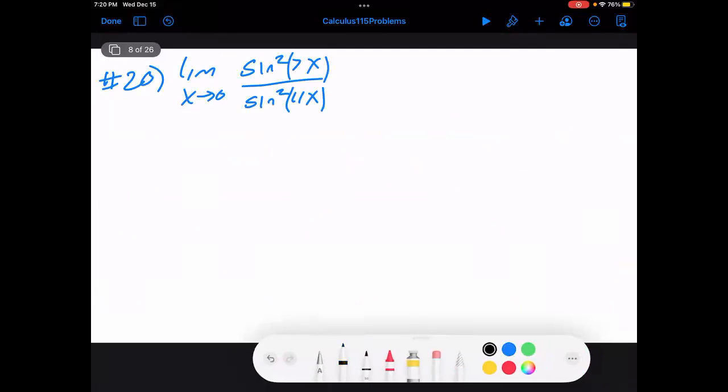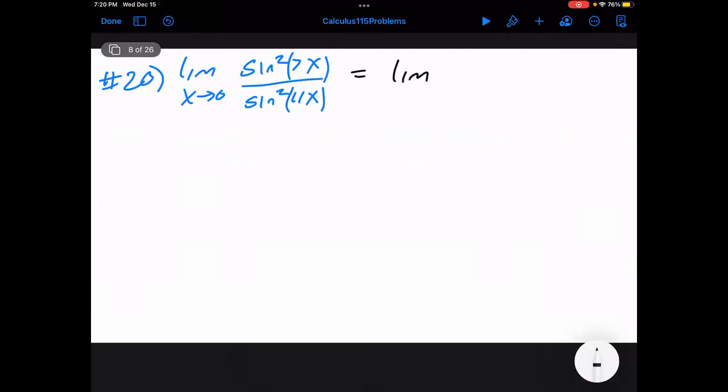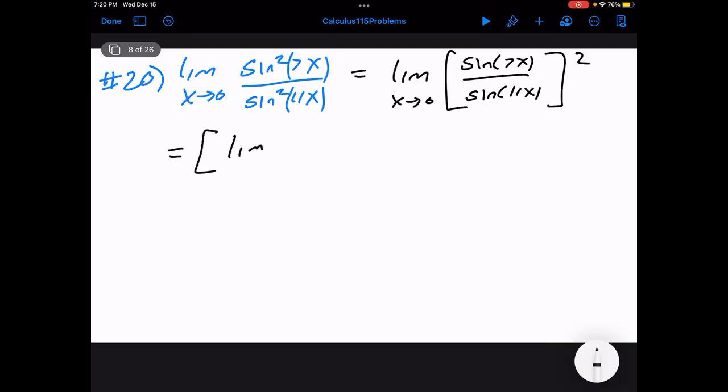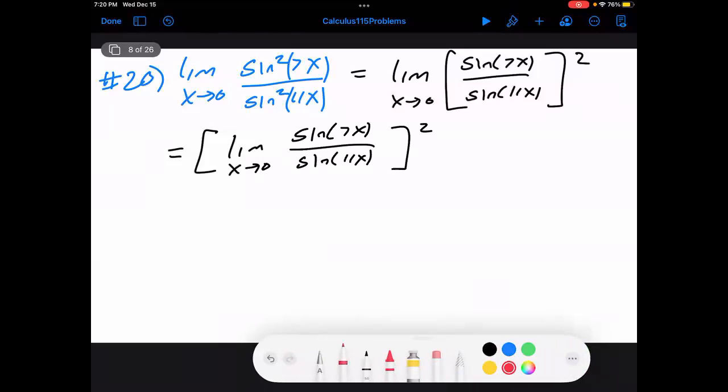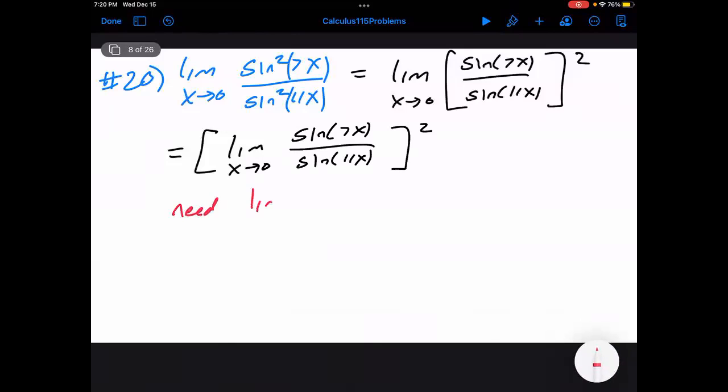One way to start this problem is to say that this is the same as the limit as x goes to 0 of the sine of 7x over the sine of 11x, squared. That just makes things a little simpler.